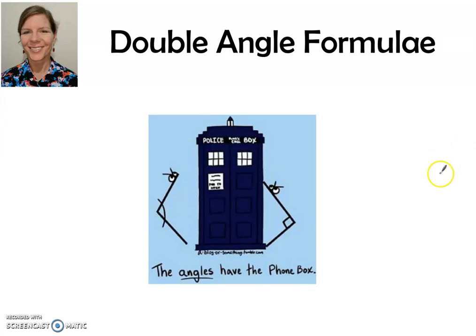So continuing on with our trigonometric identities and formulae, we're going to look at double angle formulae.